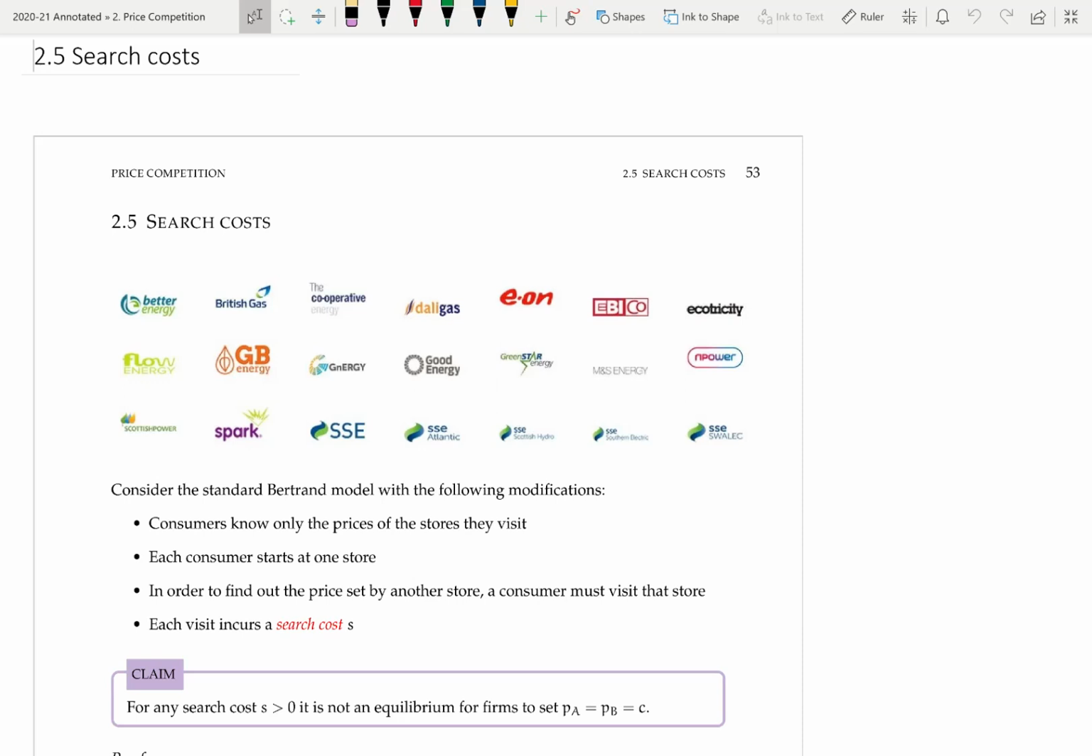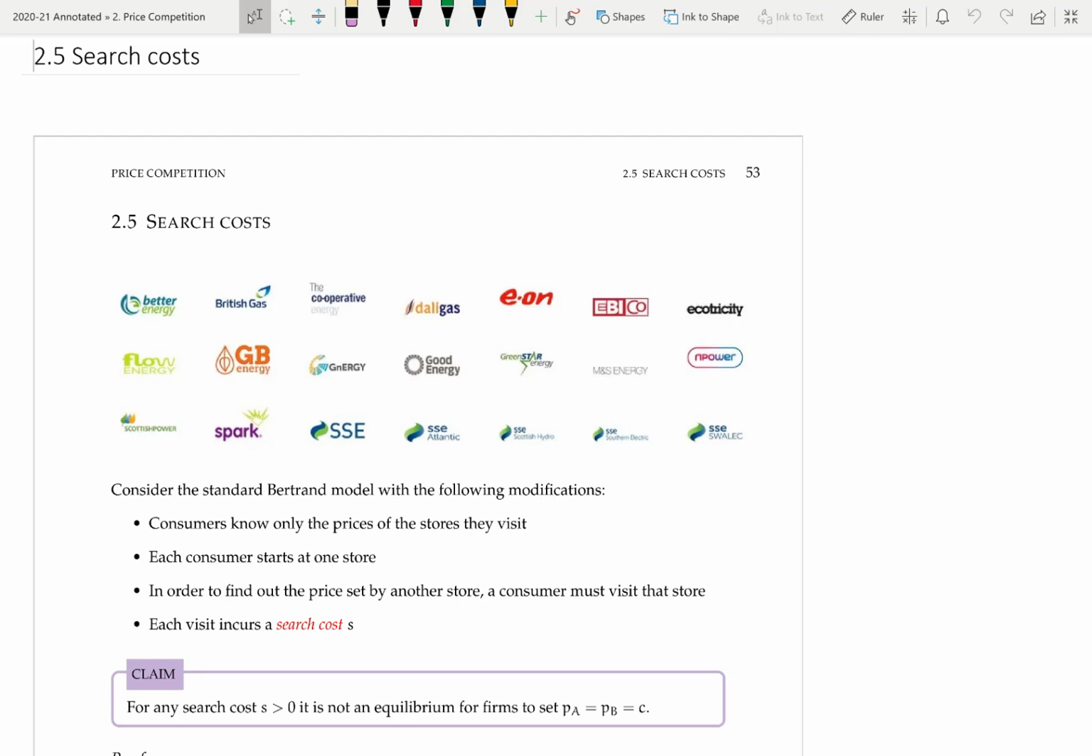In this video we're going to be looking at the effect of search costs. So it might be that a consumer does not know all the prices of all the firms until they go out and search, that is, until they go out and find what the prices are. As an example, here we have a picture of various gas and electric companies, and it could be hard to find out the prices of these firms and compare them. So what effect does imperfect information about prices have on the equilibrium price?